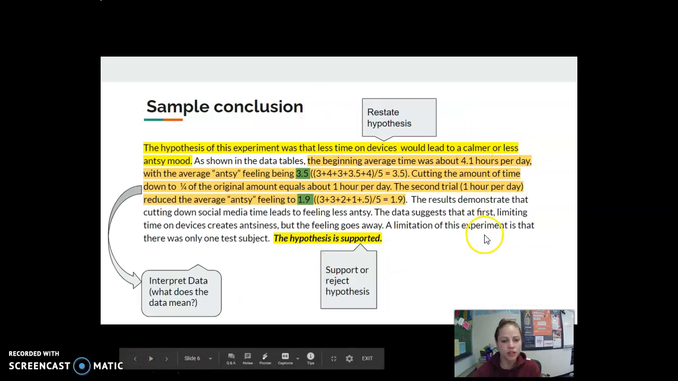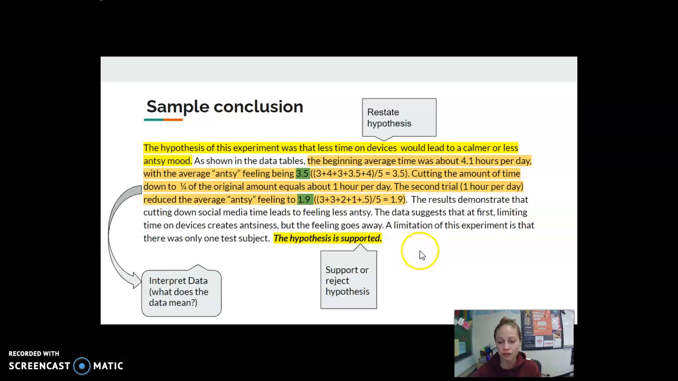Now here's a sample conclusion, and there are parts that are very important. The biggest pieces that you see here: restate your hypothesis. Just say it again. Okay. The next portion of your conclusion should be to explain your data. This is where you try to interpret what those numbers are telling you.